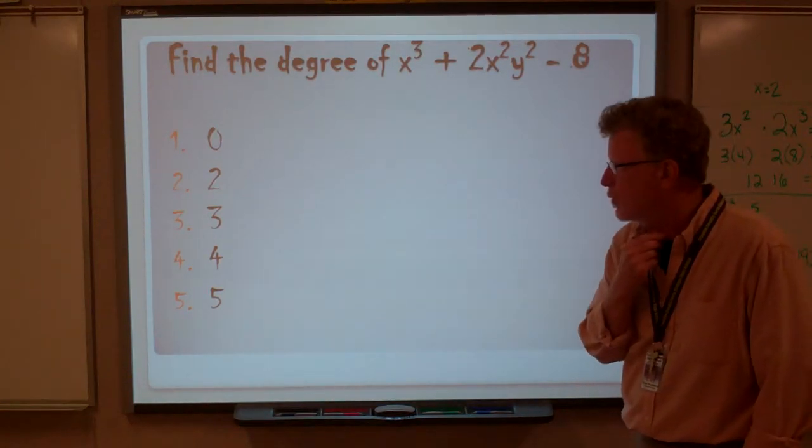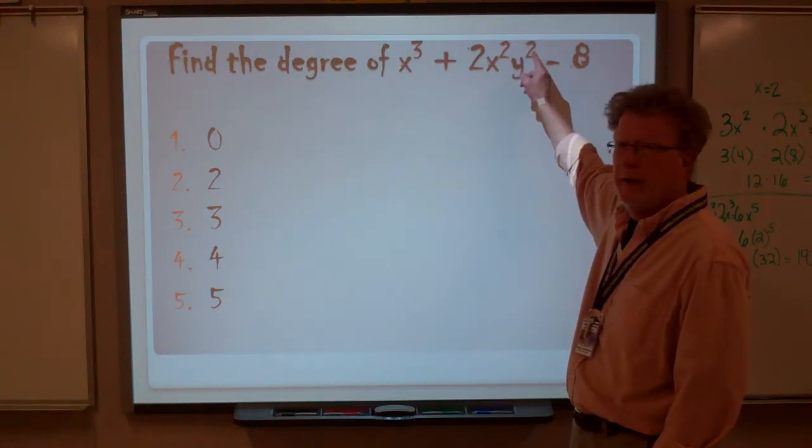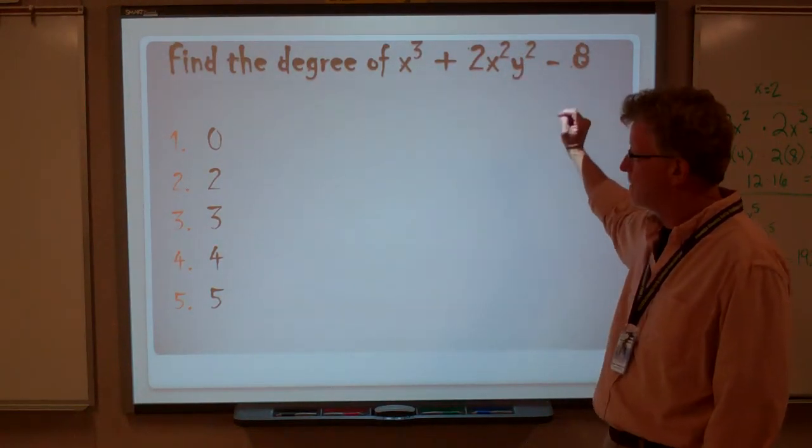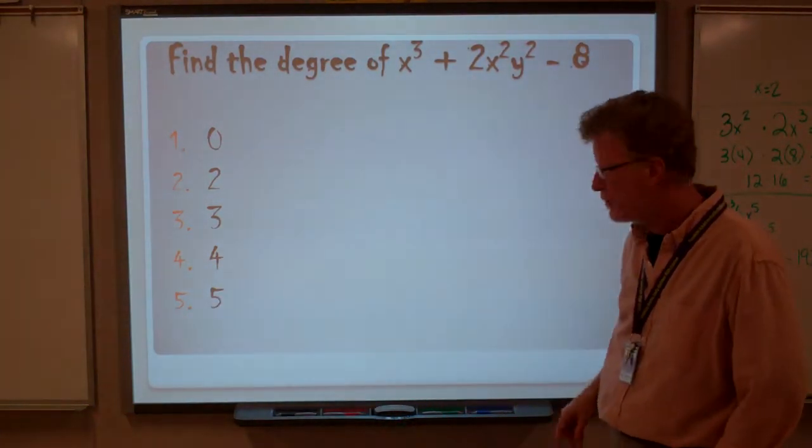I hope that your answer choice was 4. We have 3 here, 2 plus 2 here equals 4, and of course the 8 has a 0. So the 4 is the largest, and our selection 4 was 4.